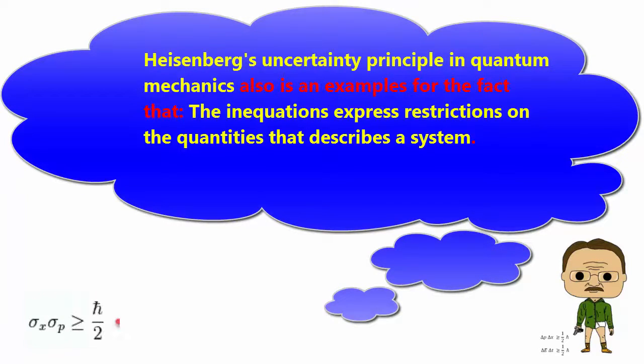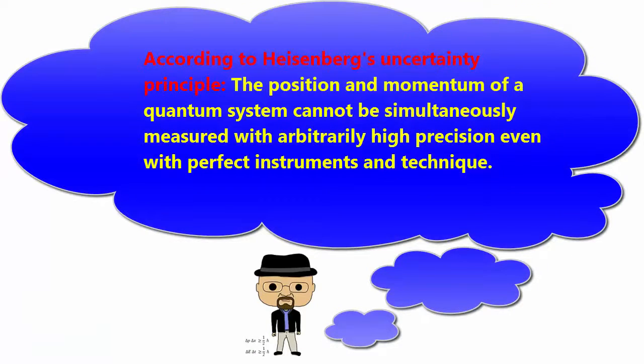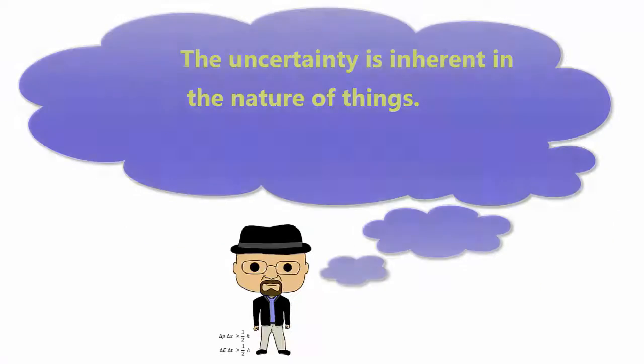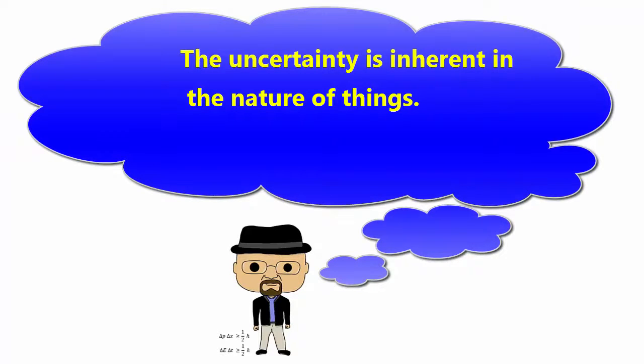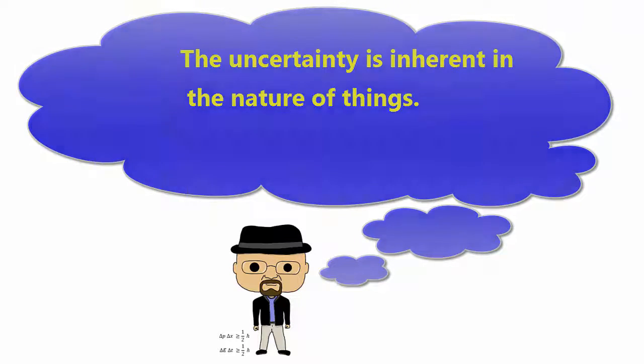Heisenberg's uncertainty principle in quantum mechanics also is an example for the fact that inequations express restrictions on the quantities that describe a system. According to Heisenberg's uncertainty principle, the position and momentum of a particle cannot be simultaneously measured with arbitrarily high precision, even with perfect instruments and technique. The uncertainty is inherent in the nature of things.